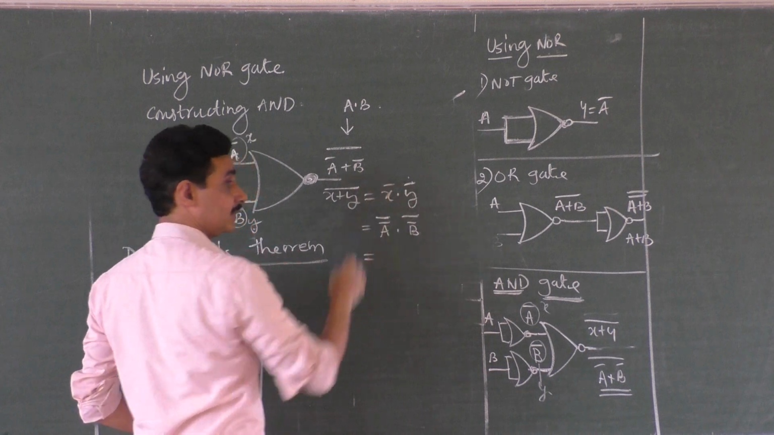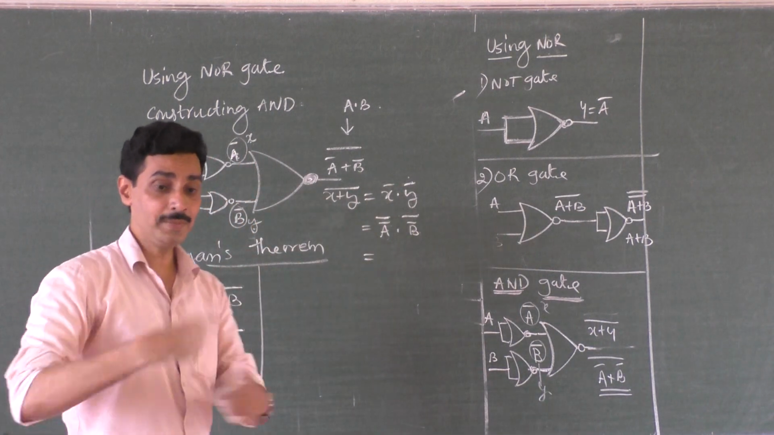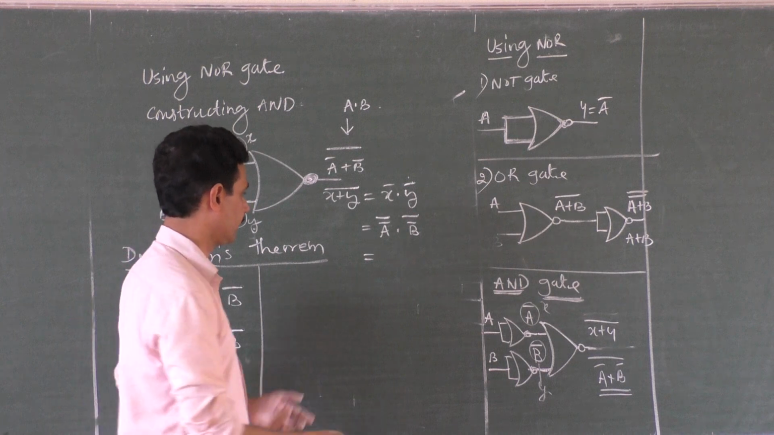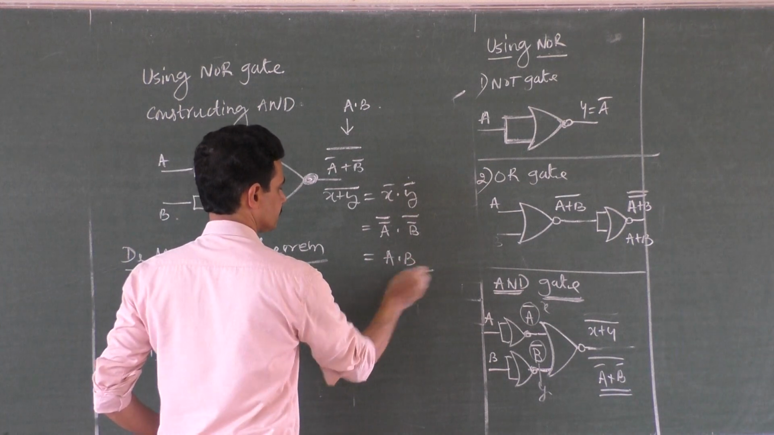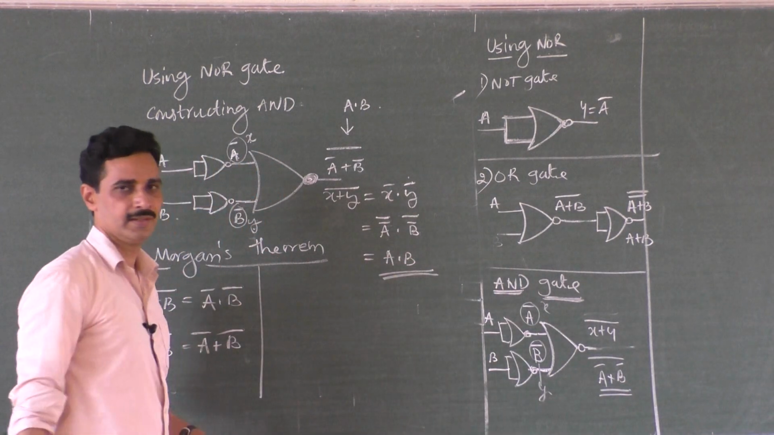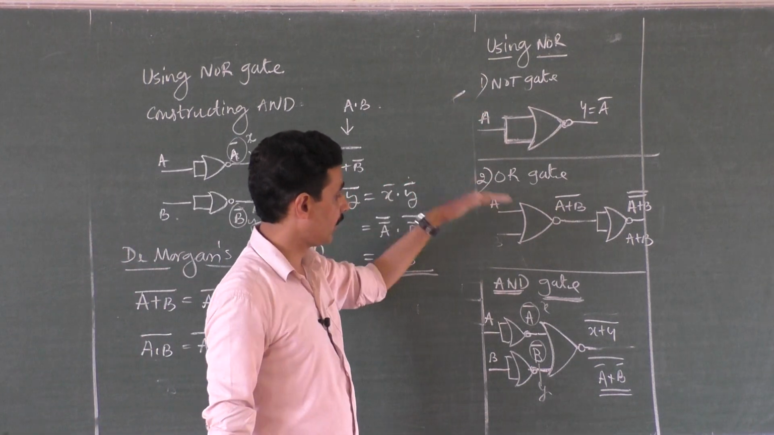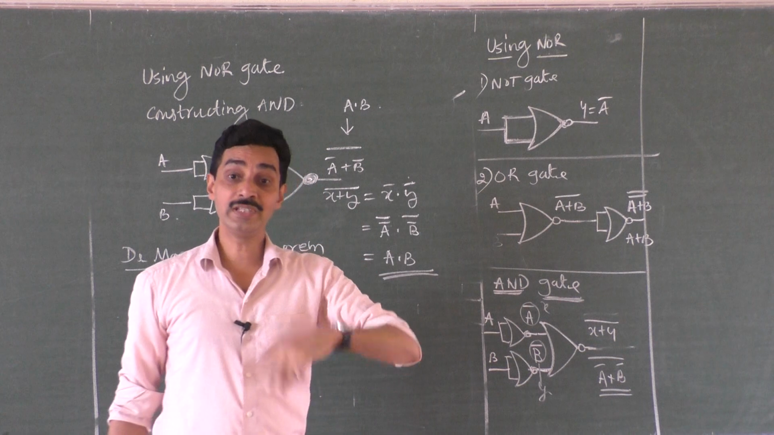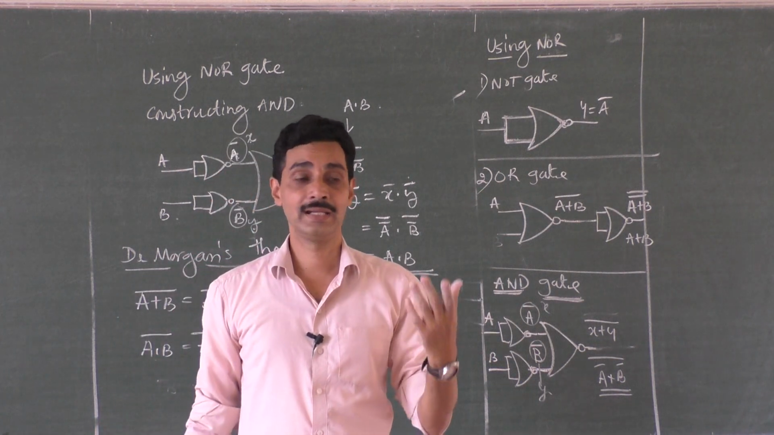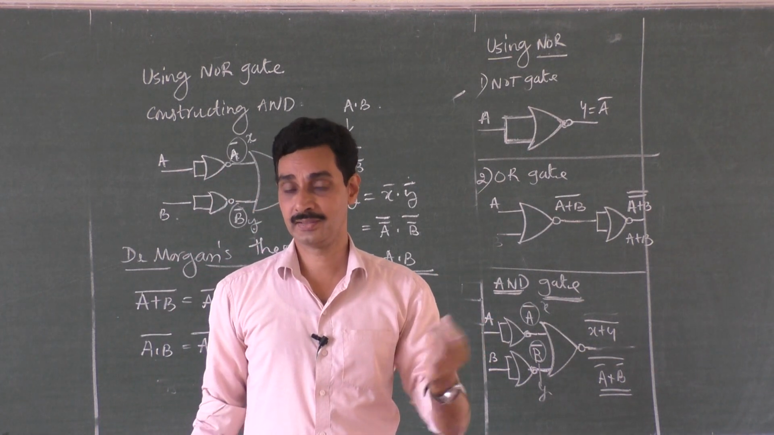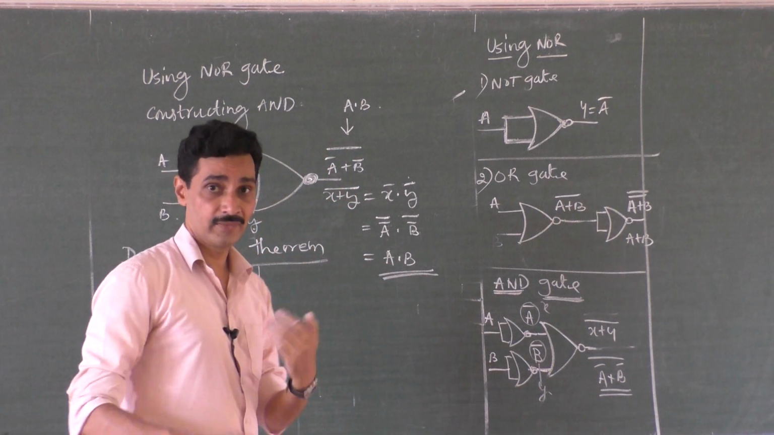What is bar bar? 0 bar is 1, again bar is 0. You will get back the original value. A dot B. This is how we do that. So using NOR gate, we built NOT gate, OR gate and AND gate. Now using NAND gate, we have to construct OR gate, AND gate, NOT gate. We will do that now only. Then we will revise it in the next class.